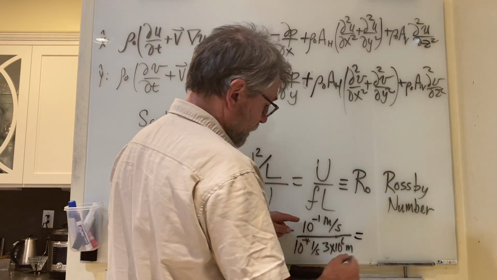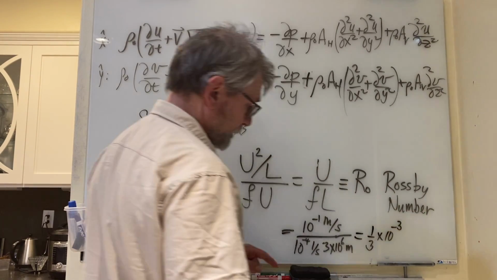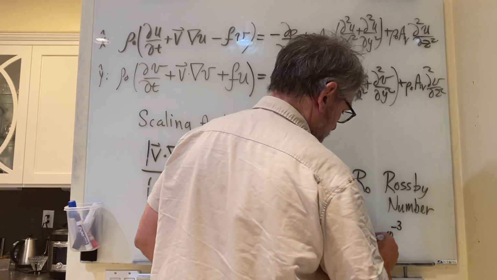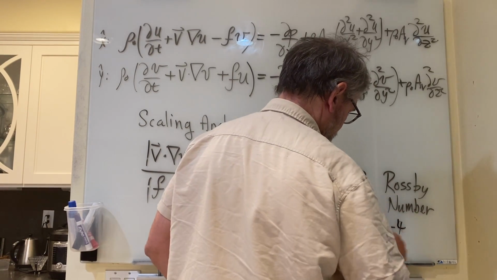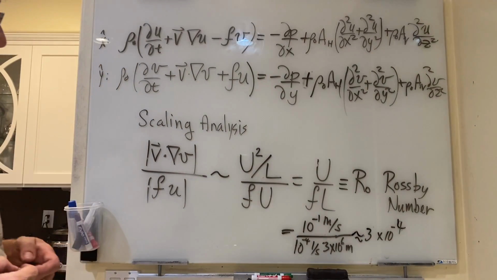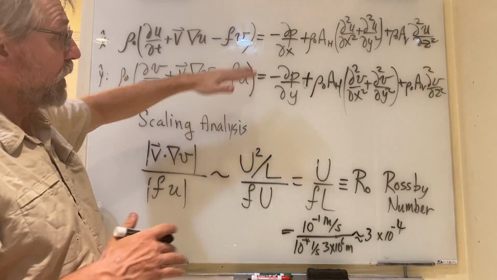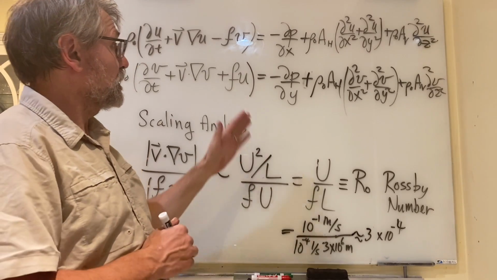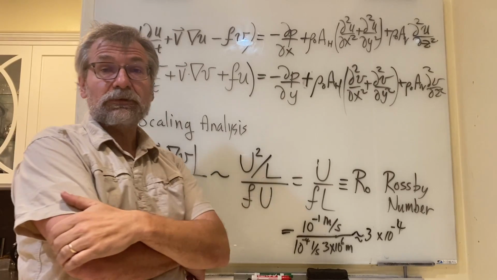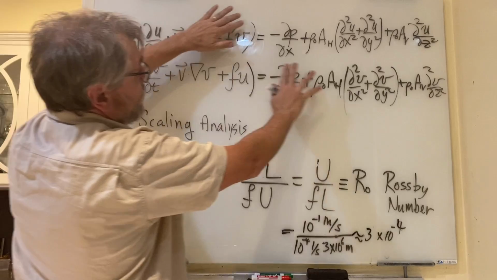That gives me 10 to the minus 3, or 1/3 times 10 to the minus 3, or 3 times 10 to the minus 4, roughly. So that's very small. So indeed, these nonlinear terms are small compared to the viscosity. So we're on the large scale in the gyre, the Rossby number is small, and so we can neglect these nonlinear advection terms. So that's a nice thing. So we can just worry about the rest of the terms.